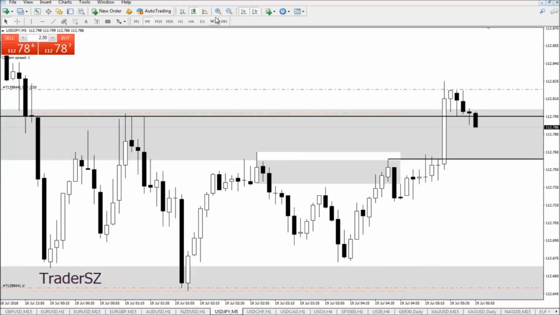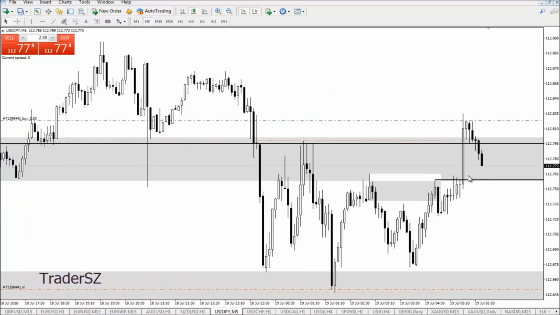Okay, so go to 5 minute. I want this gap to fill in. Show me some bullish price action. I want to see this low hold. Okay, if this low breaks, then I'm probably gonna have to cut the position.